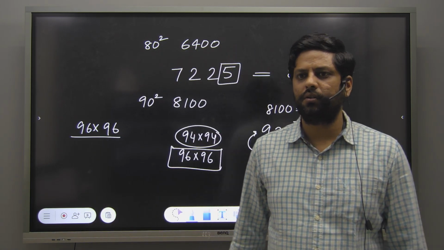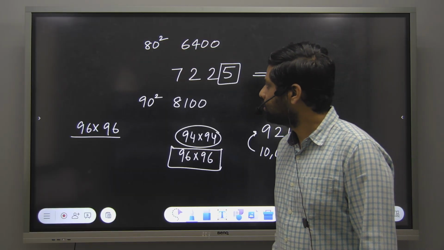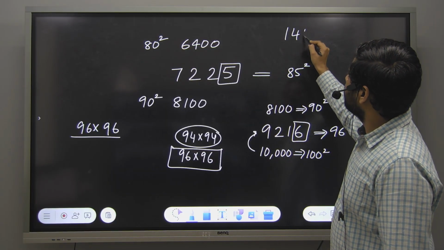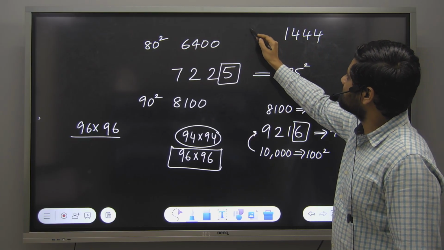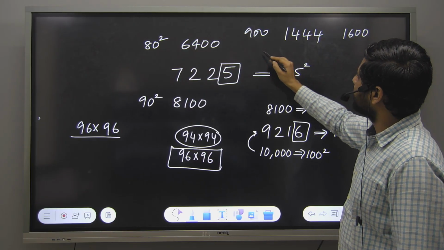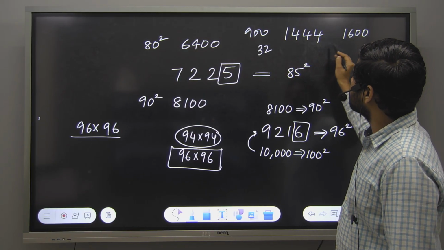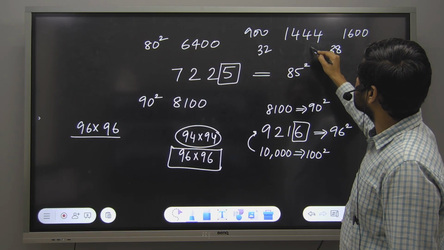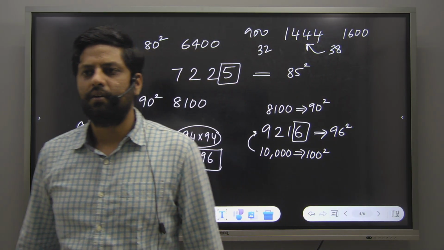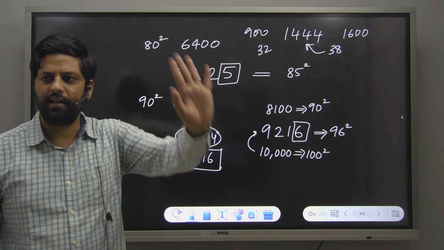1444. Whoever asked me the doubt. 1444 lies between 900 and 1600. It either has to be 32 square or 38 square. It is going to be 38 square, closer to 1600. Am I right? Yes, sir.